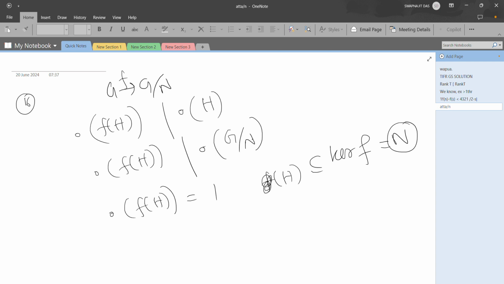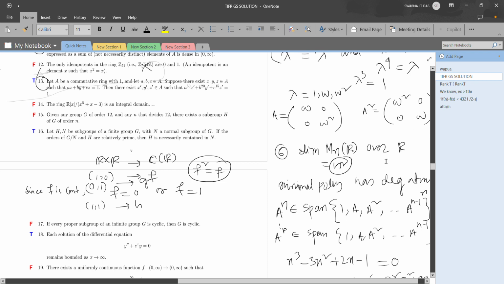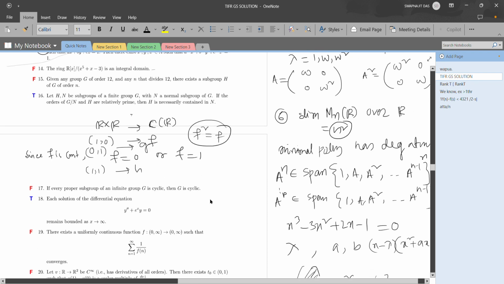Sorry, H is contained in kernel of f, because order of f of H is 1. That means any element goes to the identity element here. So that means H is contained in kernel of f, and kernel of f is precisely N. That means H is contained in N. Okay.